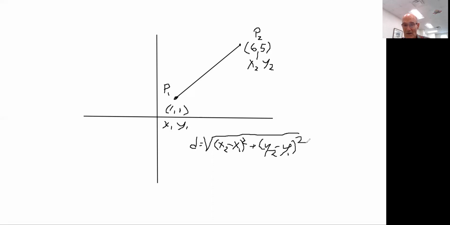Now all I do is substitute in the right number in the right spot. So I got the square root here. x2 is 6, so I got 6 minus x1, which is 1, squared, plus y2, which is 5, minus y1, which is 1, squared.